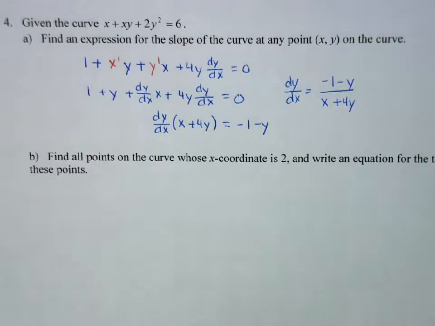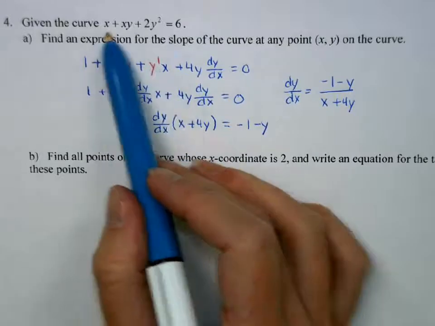For part B, it said find all points on the curve whose x coordinate is 2 and write the equation of a tangent line at each of these points. Okay, so I'm going to plug 2 into this equation.